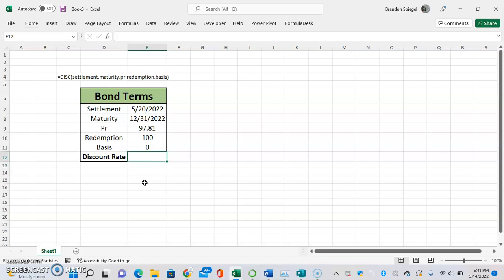The first one is the settlement, which is the day that the security is traded on. The second one is the maturity, which is the day that the security matures on. PR, which is the price that it's trading at.